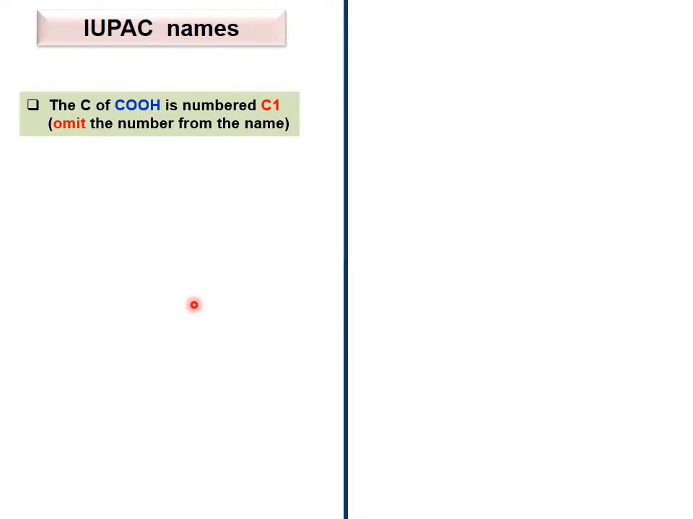So you tak perlu letak 1-butanoic acid. Tak perlu guys, sebab kedudukan COOH memang sentiasa pada karbon nombor 1. Dia bukan macam ketone di mana C double bond O boleh berubah tempat. So COOH always at carbon number 1.